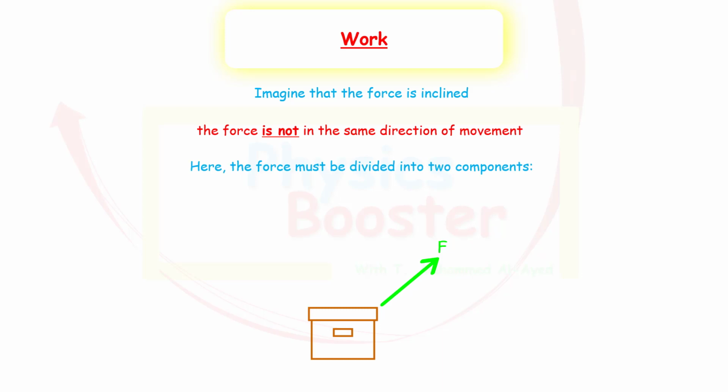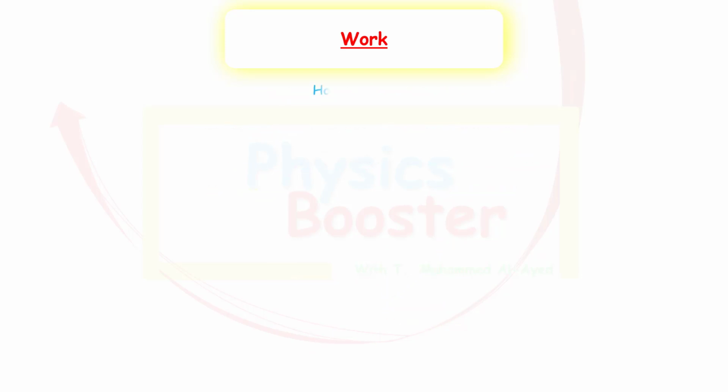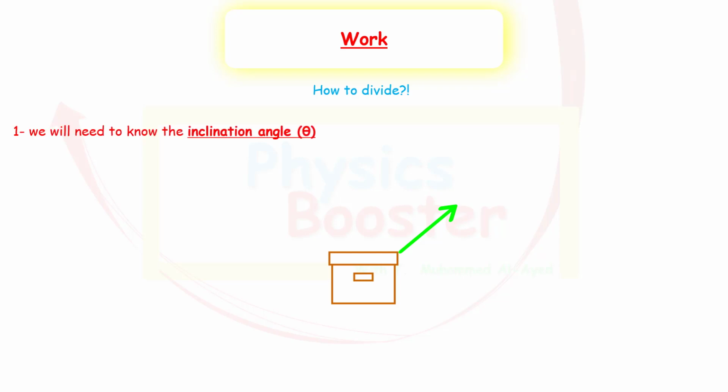In this case, we must divide the force into two components. Some of you already know how to do that, but we are going to talk about it from scratch. It must be divided into an x component and a y component, okay? But how do I do that? The steps are the following. First of all, I will need something called the inclination angle, okay? Look at it here. The inclination angle is the angle between the horizontal and the force itself.